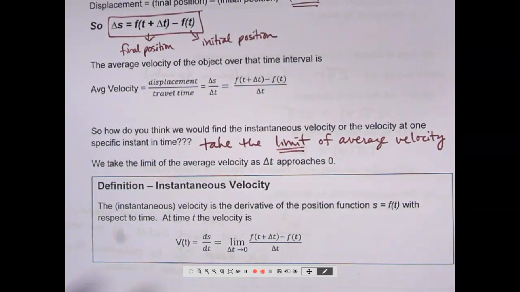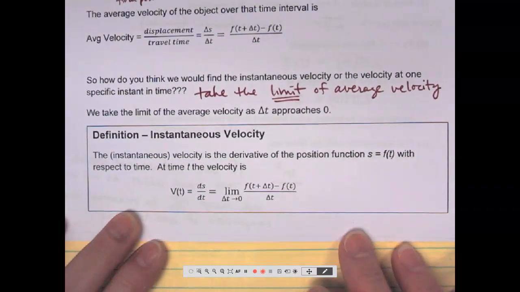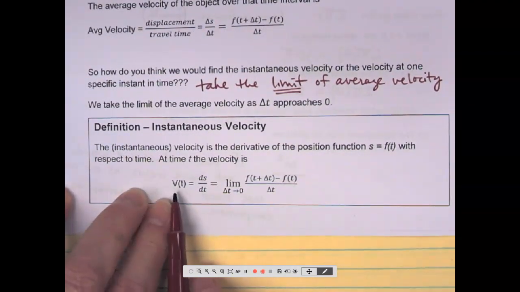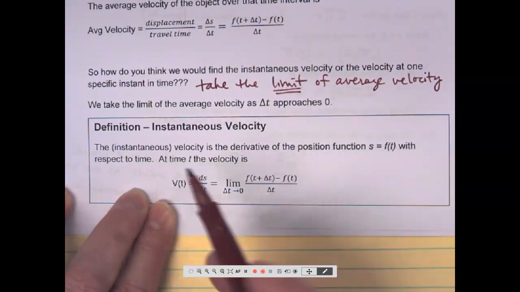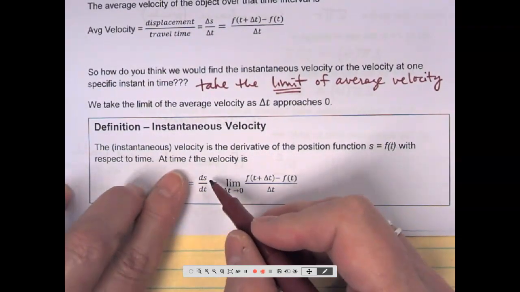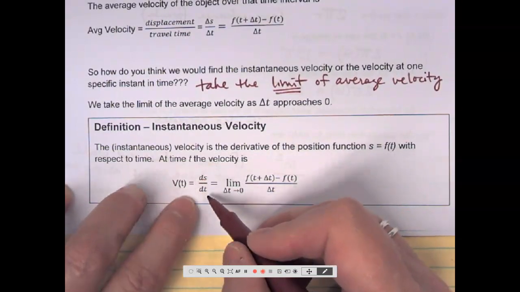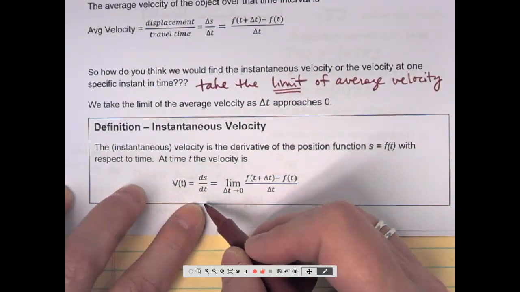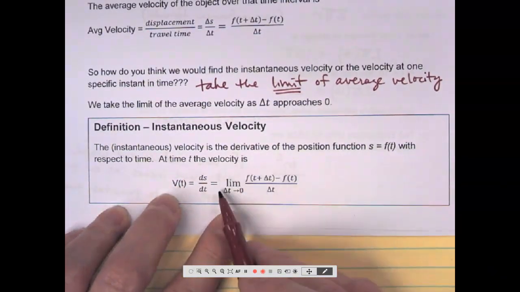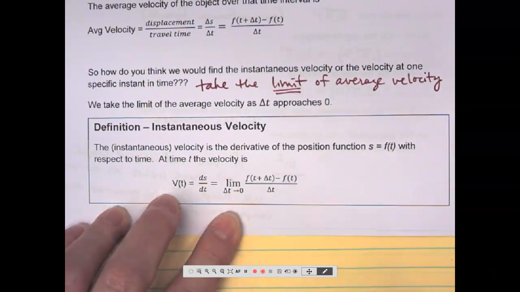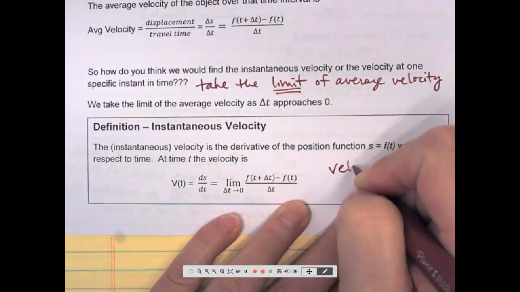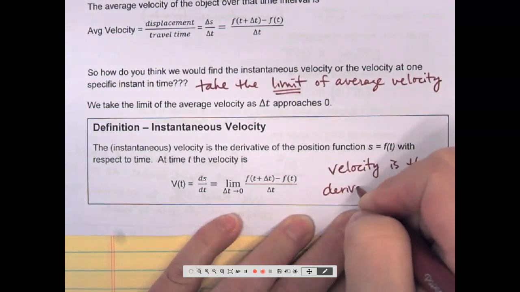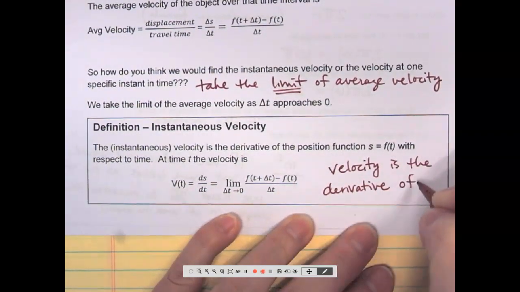All right, so here is our official definition of instantaneous velocity, putting all of that we just talked about together. V of t, why do you think I'm using V? Velocity. Velocity at a given time is your change in position over change in time. So it's the derivative of your position function with respect to time. And here's our old, long definition of derivative right there. Okay, so bottom line is velocity is the derivative of position.